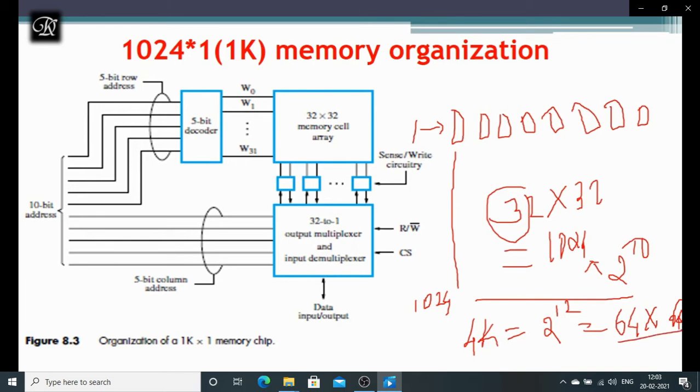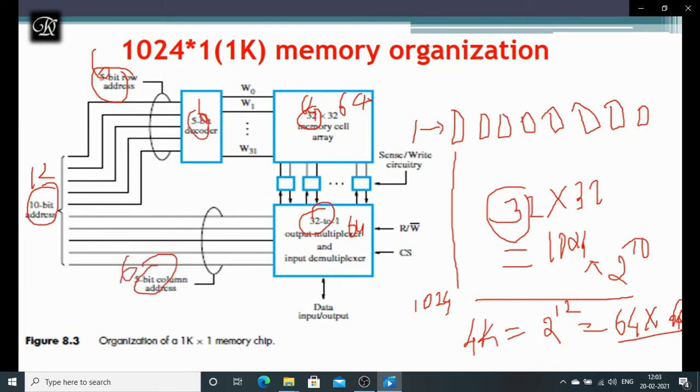So where you have to update, you have to update this value to 64 cross 64, and after that, you have to update the number of address lines over here, that is 12, and the number of rows, that is 6-bit, and over here 32 to 1, you have to make it 64 to 1. This decoder also you have to make a 6-bit decoder, and here you have to update with the 6-bit column address.